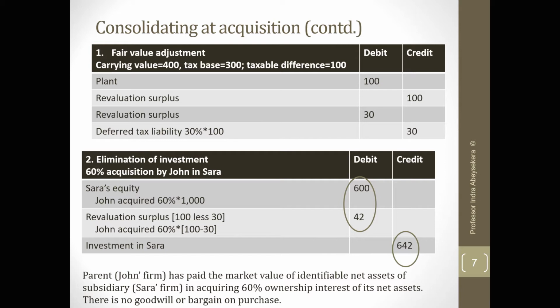Now we increase the carrying value of plant. That will give rise to a tax effect. And the tax effect of that is, when the carrying value is greater than the tax base of an asset, that's deferred tax liability. 30 credit, and we debit revaluation surplus 30.